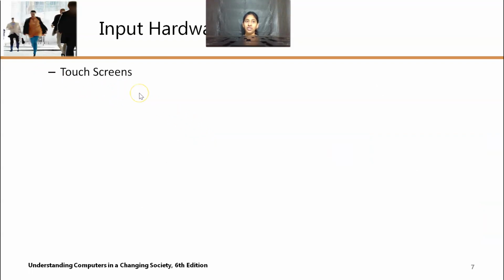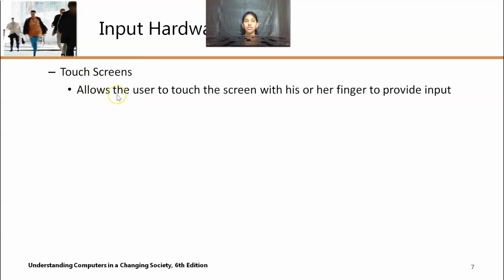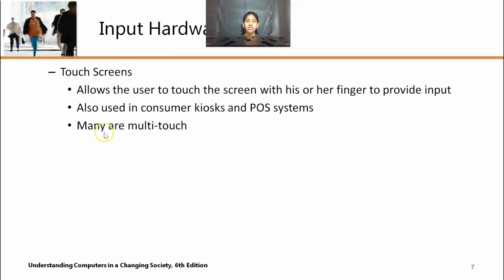Another type of pointing device is the touch screen, which allows users to touch the screen and give input. It is also used with consumer kiosks and POS systems. Many are multi-touch, which means when you touch with multiple fingers, it will take the input from multiple fingers. It is convenient for most users because workers in an industrial area cannot use keyboards or mice, so it is very flexible to work with touch screens. So it is convenient for many users.